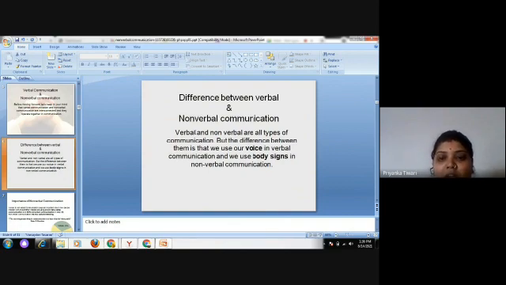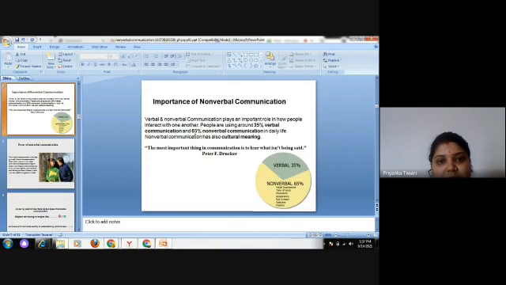Difference between verbal and non-verbal communication. Verbal and non-verbal are both types of communication, but the difference between them is that we use our voice in verbal communication, and we use body signs in non-verbal communication. This is the big difference: body sign and voice.